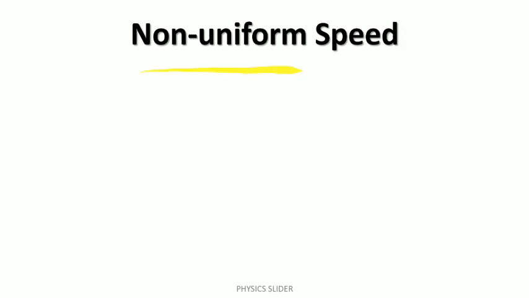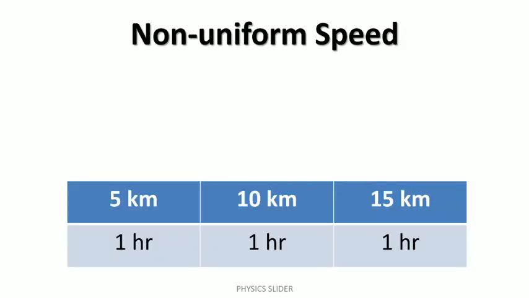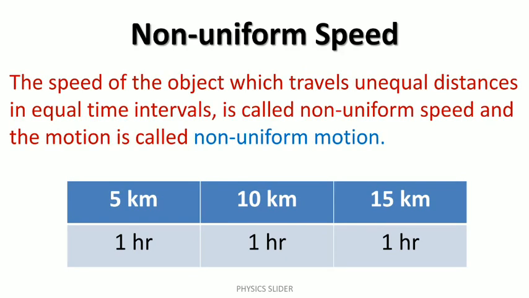Now let's talk about non-uniform speed. Watch here. An object travels 5 km in the first 1 hour, 10 km in the next 1 hour, and now 15 km in the next 1 hour. Then this object is traveling unequal distances in equal time intervals. So we will say that this speed of the object is non-uniform speed and the motion is non-uniform motion. So we will say that the speed of the object which travels unequal distances in equal time intervals is called non-uniform speed, and the motion is called non-uniform motion.